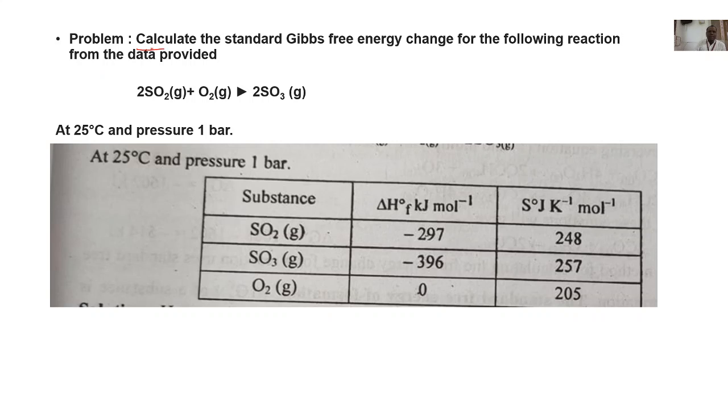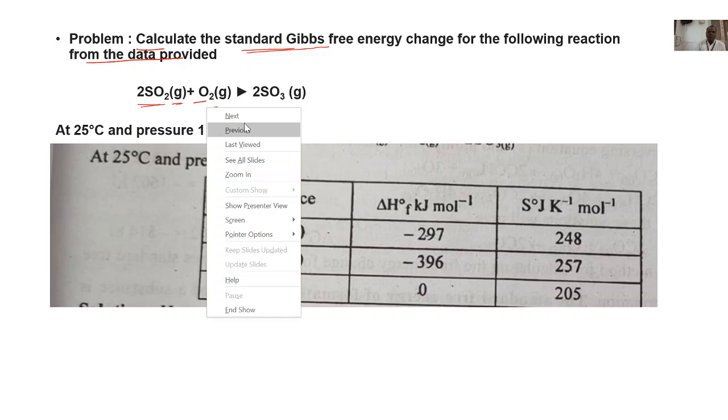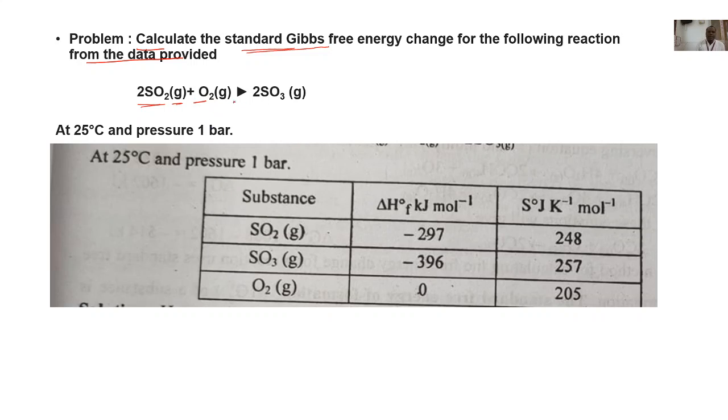The next problem is: calculate the standard Gibbs free energy. Remember that it is the standard Gibbs free energy, which means it is at the standard state. Calculate the standard Gibbs free energy change for the following reaction from the data provided. The reaction is 2SO2 in the gaseous state plus O2 in the gaseous state, that forms 2SO3, again in the gas form. The data is given at 25 degrees centigrade, which means it is at the standard state, and pressure is 1 atmospheric pressure.